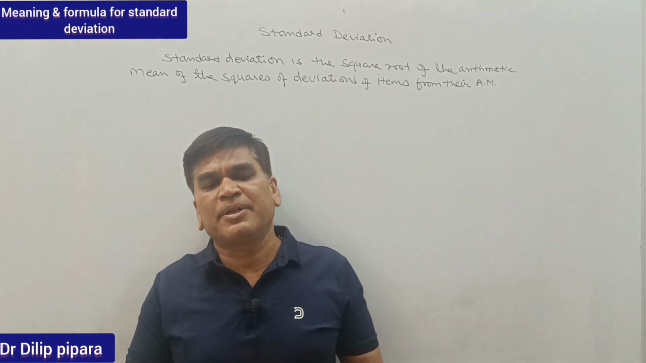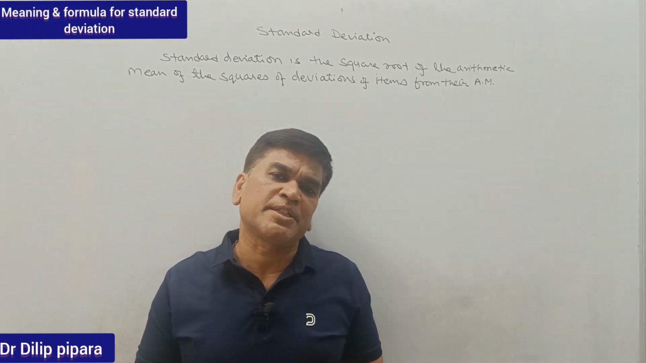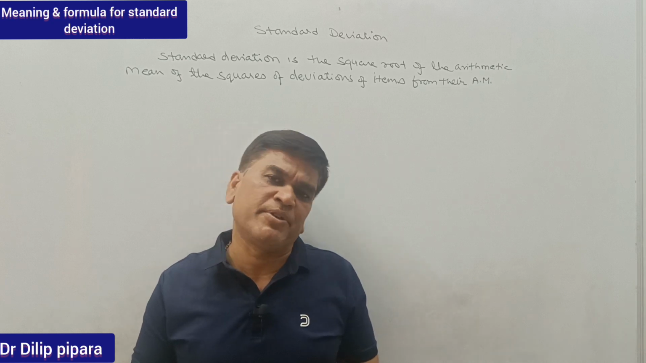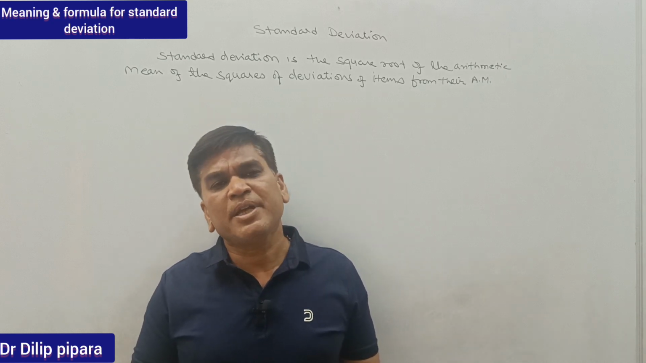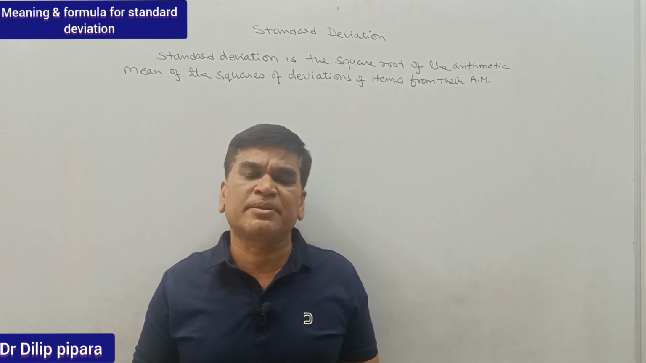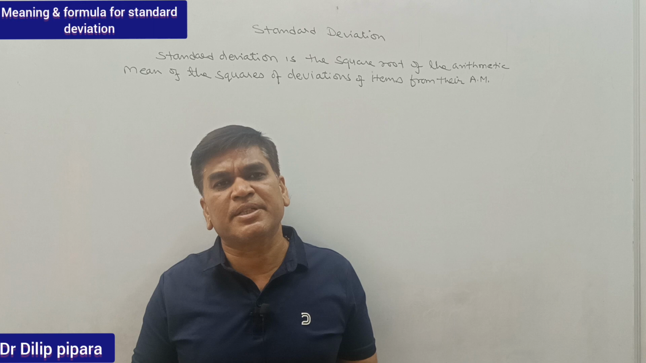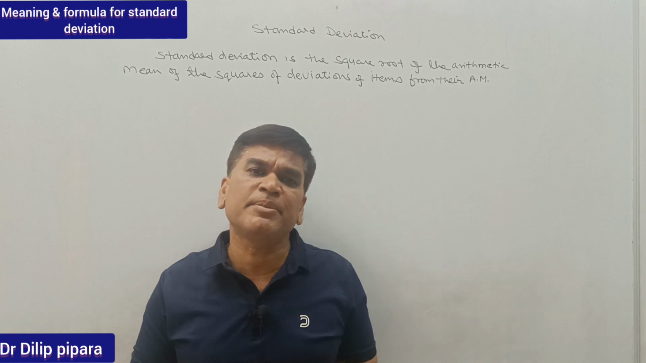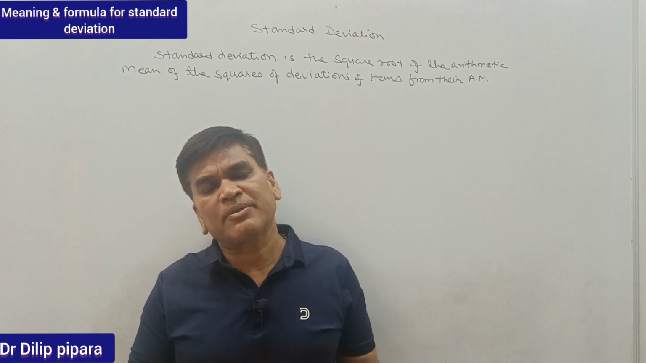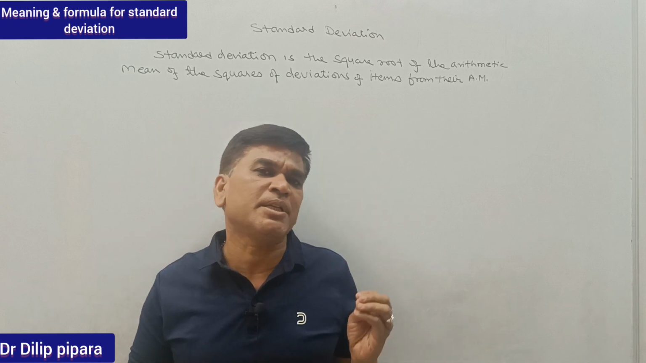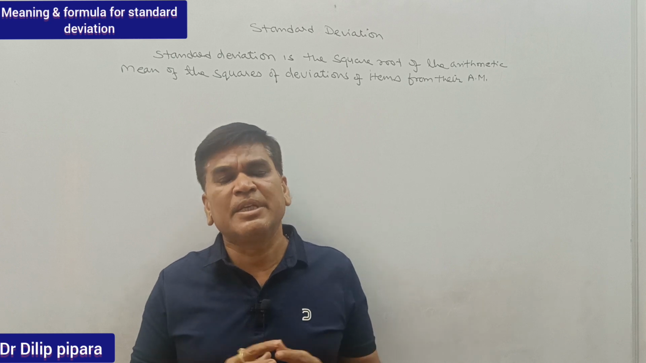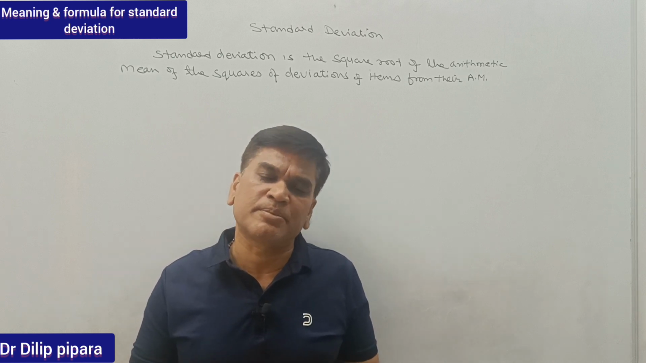In the dispersion chapter, we have already discussed three methods of dispersion: the range method, the quartile deviation method, and the mean deviation method. But today we are going to discuss another method of dispersion, called standard deviation. This method is called an ideal measure of dispersion, because all three methods we have already discussed have some demerits also. That's why the standard deviation is listed among the best measures of dispersion.